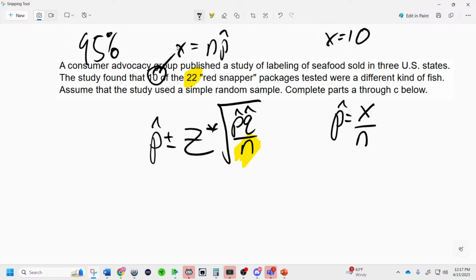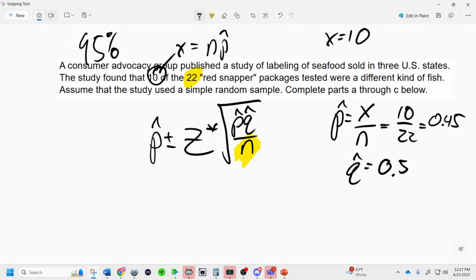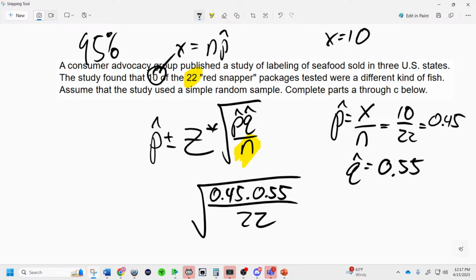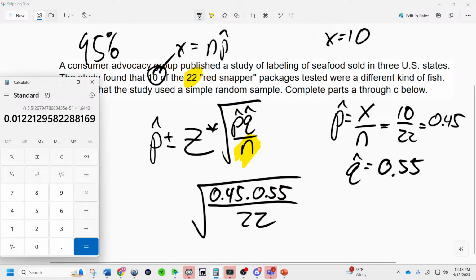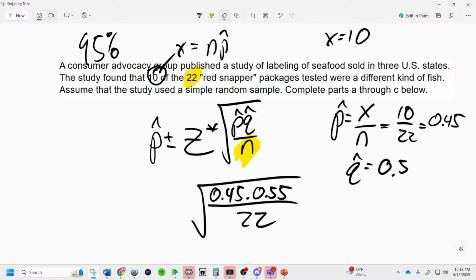I think you got it now, because it's going to be equal to 10 over 22. And that is equal to 0.45. And then Q hat is equal to 0.55. And so there we go right there. And so now we go. And remember, P hat and Q hat must add up to 1. So that's a good way to check. And then we're stuck. Well, we could round it. Sure. So what is the Z though?